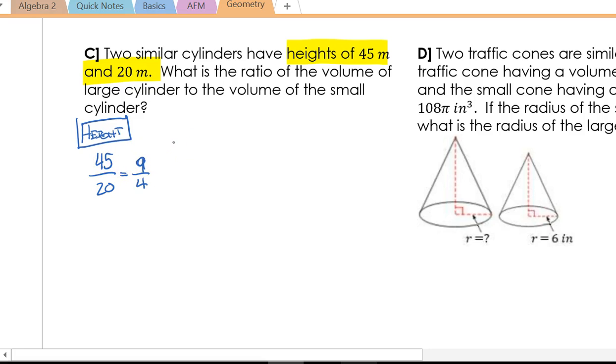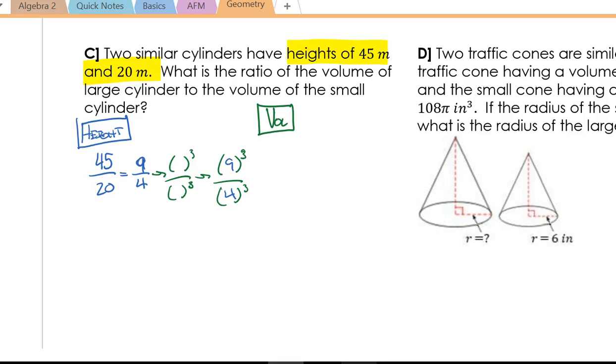What we want to do now is turn this into a ratio of volume. So to go from heights, or one-dimensional, to volume, three-dimensional, we're going to cube 9 over 4. So I get 9 cubed over 4 cubed, which is equal to 729 over 64. That is my ratio of volumes.